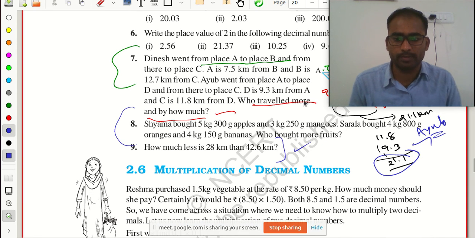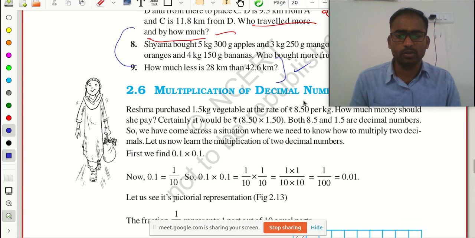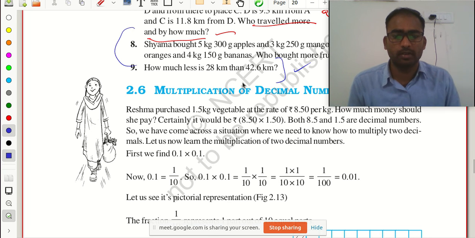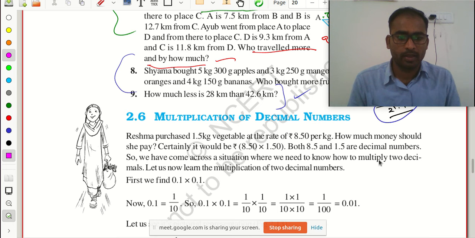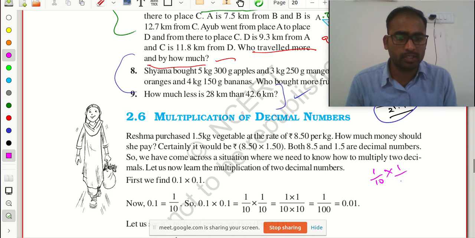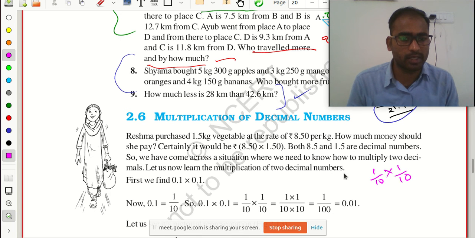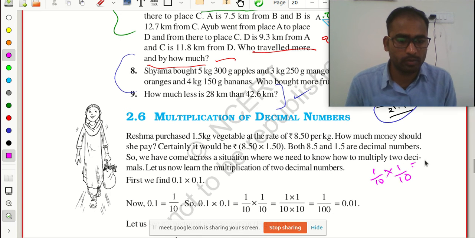Then I need to do the multiplication of decimal numbers. How will I do the multiplication of decimal numbers? That we will learn in this class. Here I have one decimal number, 1 by 10, which is a decimal number. I need to multiply it with another decimal number, 1 by 10. 1 by 10 can be written as 0.1. So what will be there? 1 by 100. Clear?